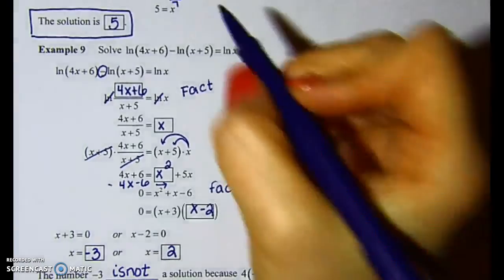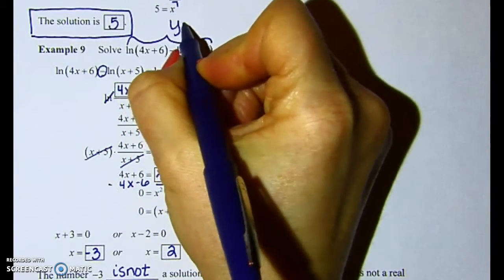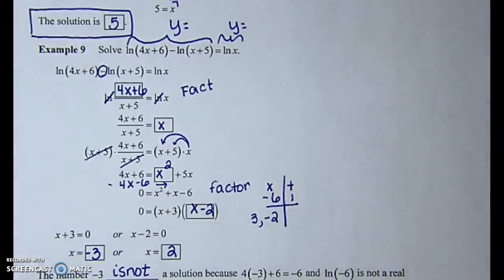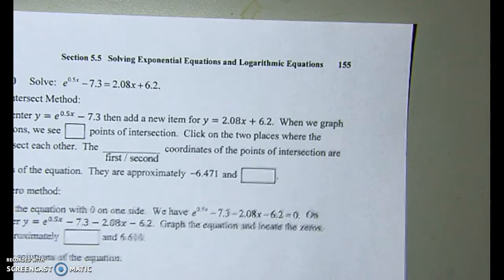We could also solve using the intersect method by setting the left-hand side equal to y and the right-hand side equal to y and identifying where they cross each other. And our last example is another example using the intersect method.